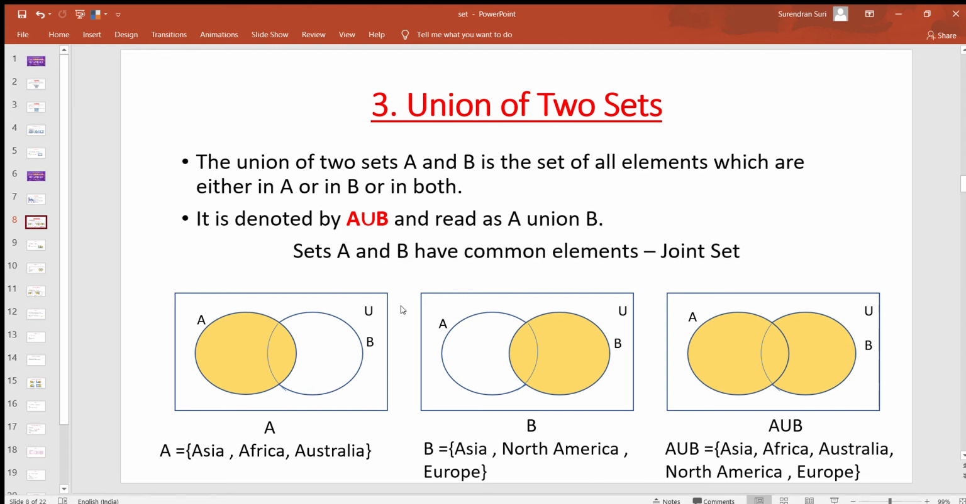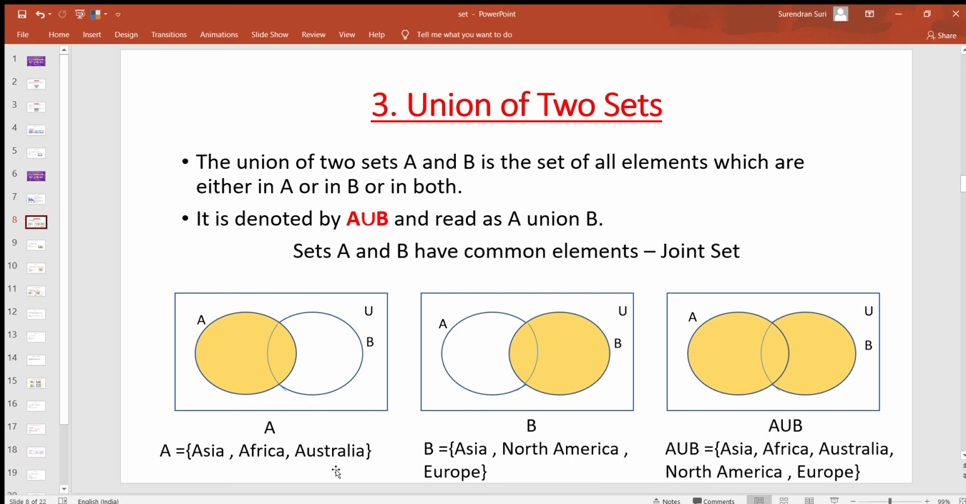If you consider the following diagram, here the sets A and B have common elements. They are joint sets. In this Venn diagram, if we are told to mark A, then we shade this particular portion. In the next Venn diagram, in the middle, I have shaded the portion B. To mark A union B, what is the definition? Elements which are in A or in B or in both. So we have to shade both A, B and the intersection. This is how we represent A union B in the Venn diagram.